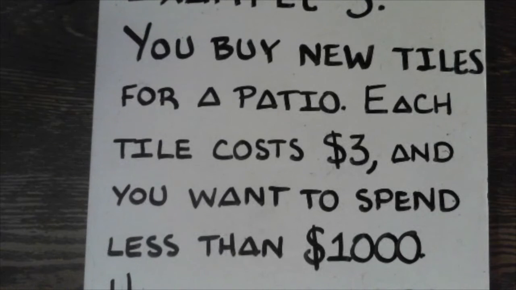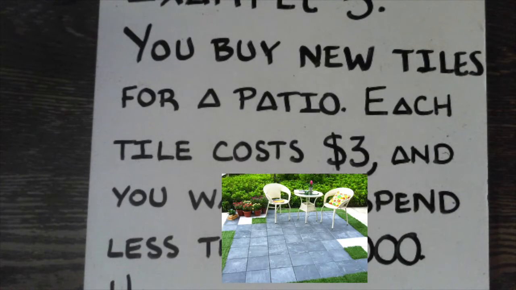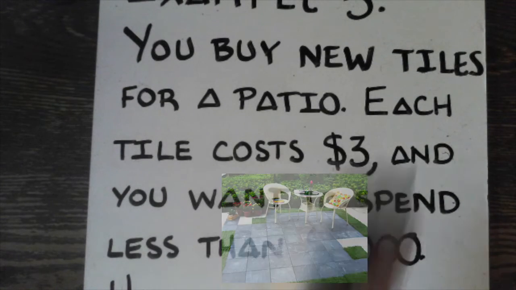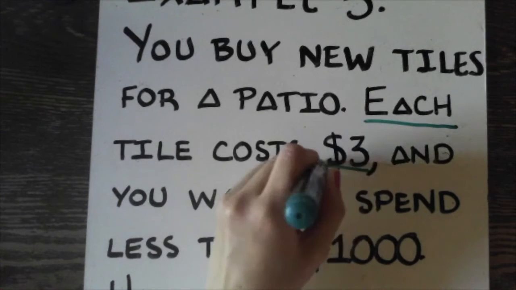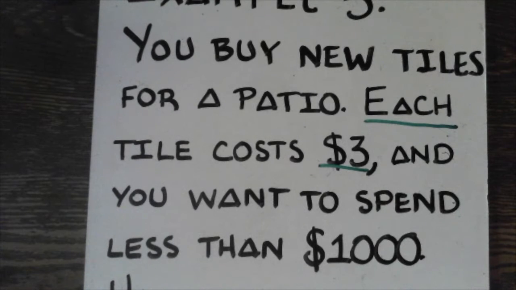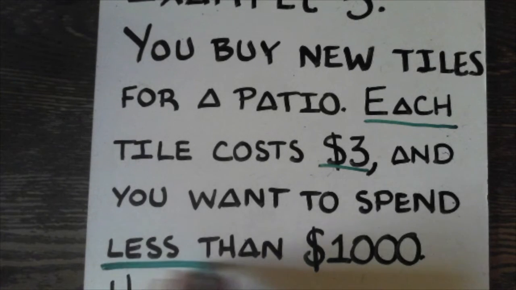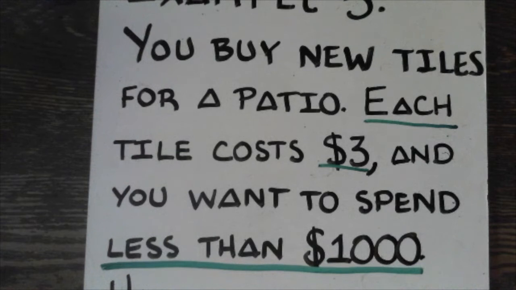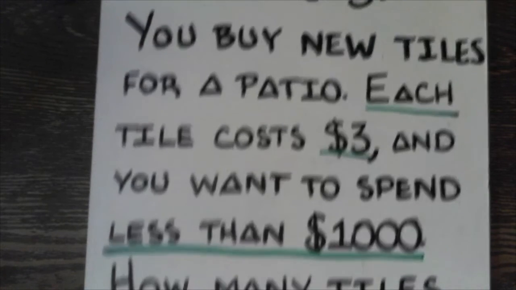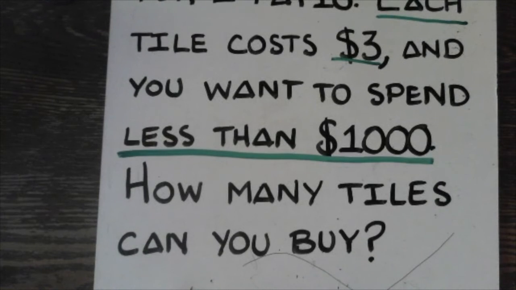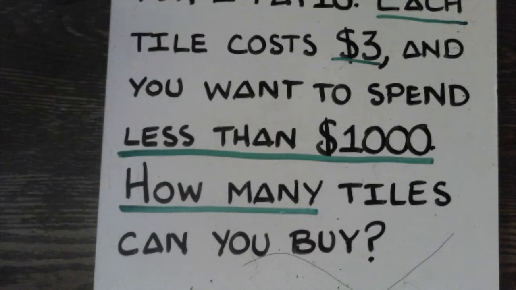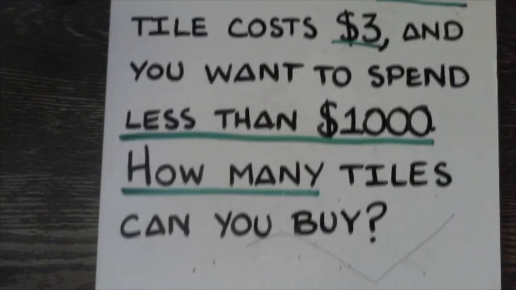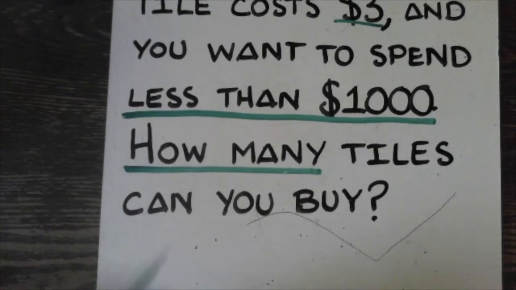For example number 5, we are going to have a word problem. It reads, you buy new tiles for a patio. Each tile costs $3, and you want to spend less than $1,000 total. $3 for each tile, and less than $1,000. Well, the question now is, how many tiles can you buy? Let's create an inequality to find out the number of tiles that we can buy for $3 each if we want to spend less than $1,000 total.